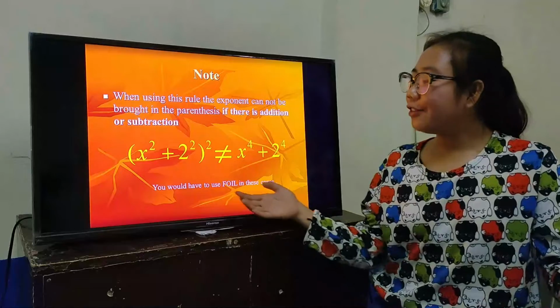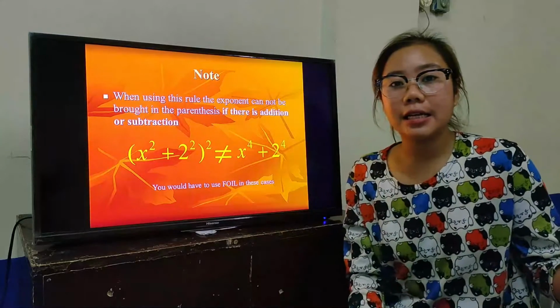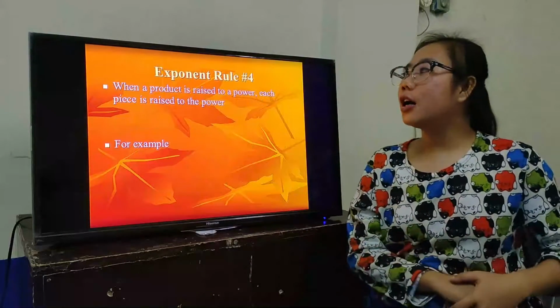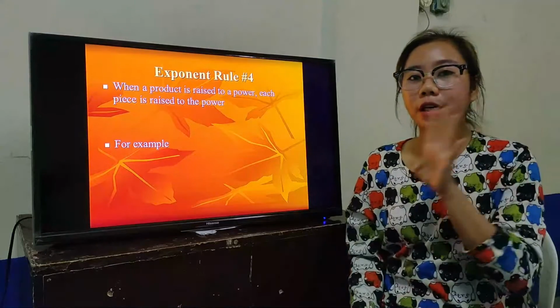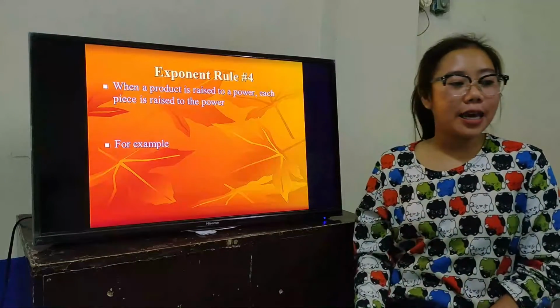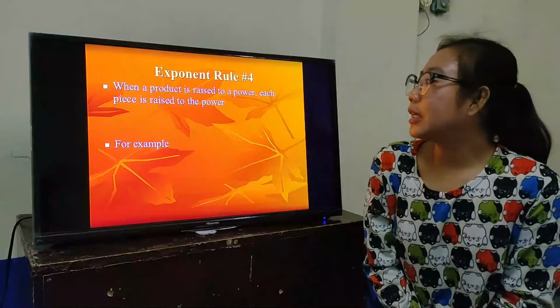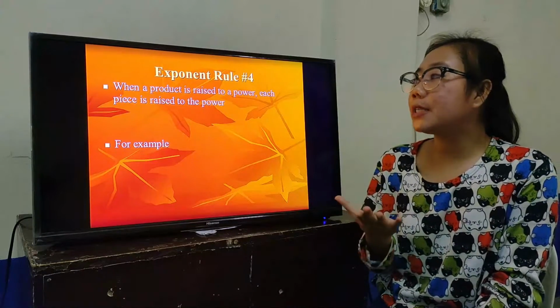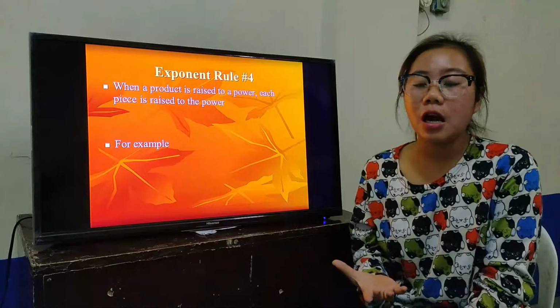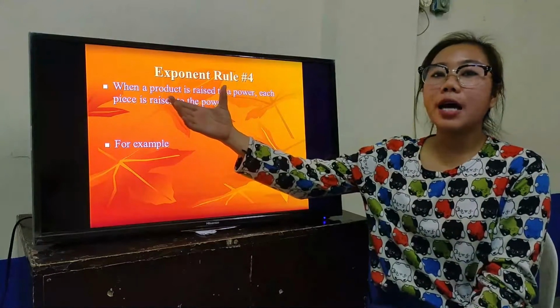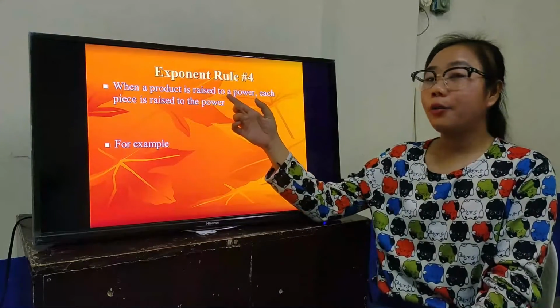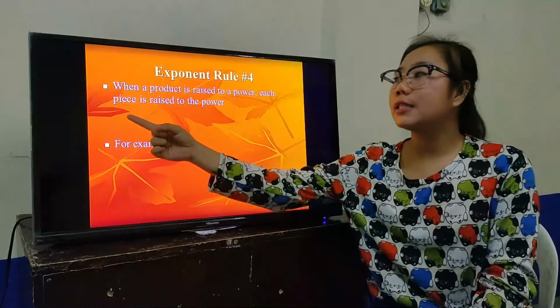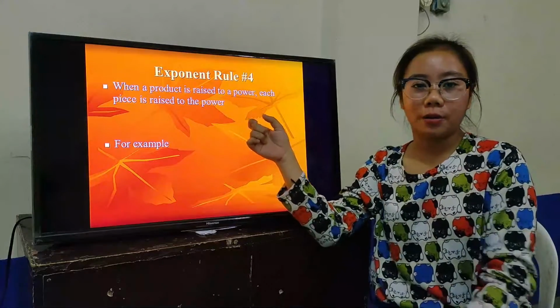Okay, so you would have to use FOIL in this case. So now let's move on to exponent rule number 4. When a product is raised to a power, each piece is raised to the power. Again, when a product is raised to a power, each piece is raised to the power.